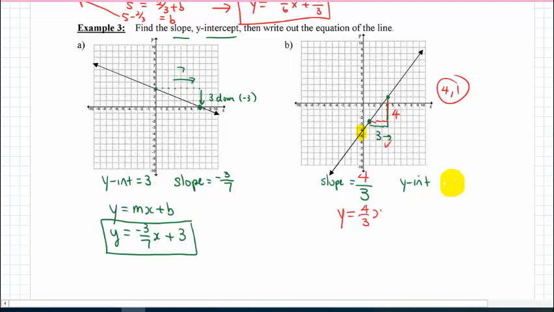4/3 x plus b. 1 equals 4/3 times 4 plus b. 16 over 3 plus b. 1 minus 16 over 3 equals b. 3 over 3 minus 16 over 3 equals negative 13 over 3.